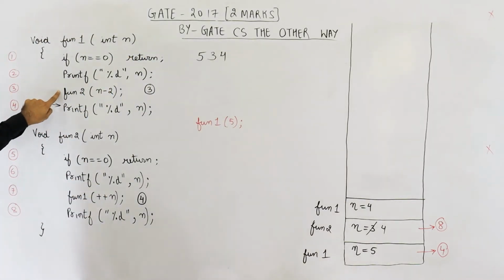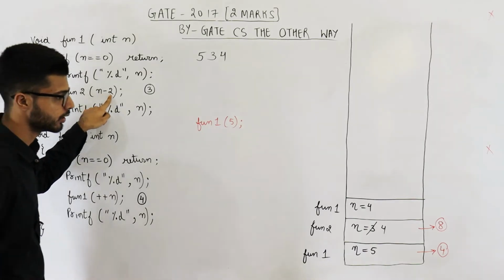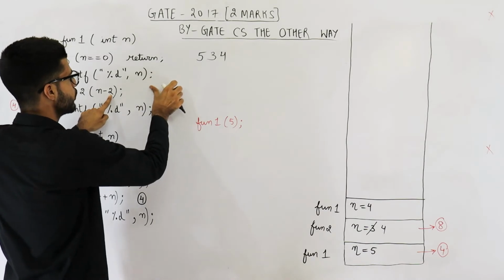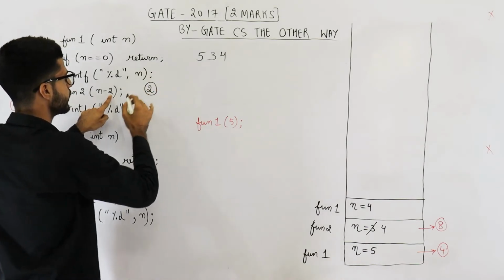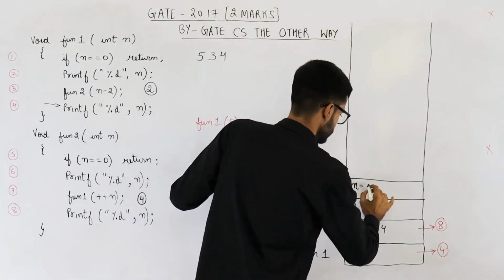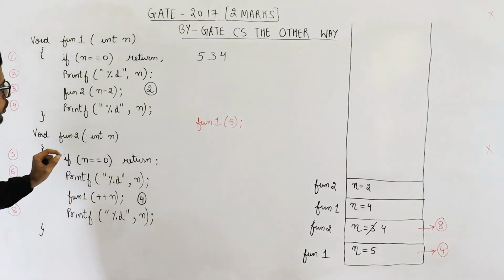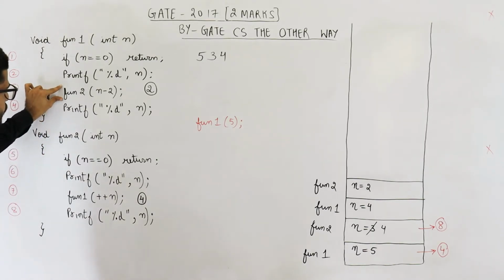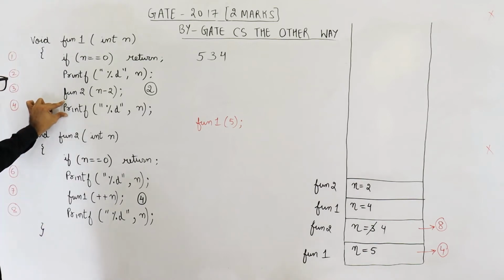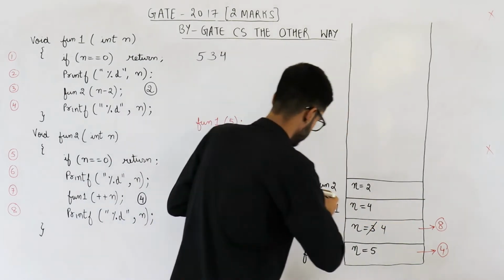Then you are trying to make a function call and you are passing the value n minus 2. That is 4 minus 2, which is 2. So the value passed is 2. So an activation record will be pushed. Now whenever you return, you have to execute this line. Fun2 will execute all of these lines. After returning, you have to execute the print statement, that is line number 4. So I'm writing 4 here.